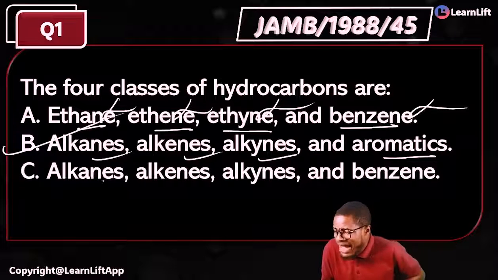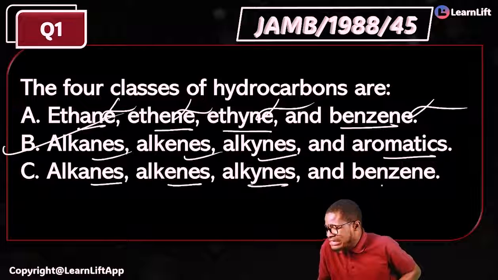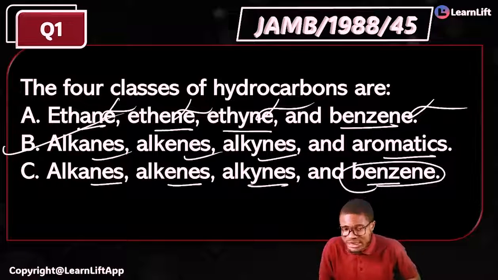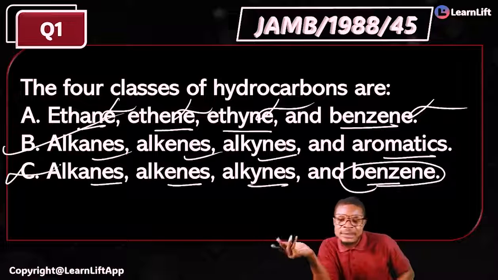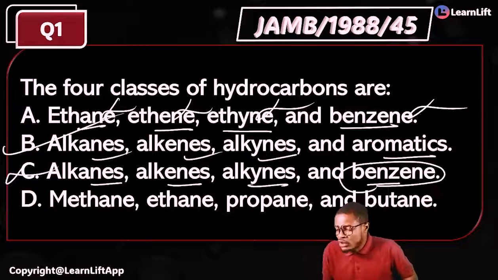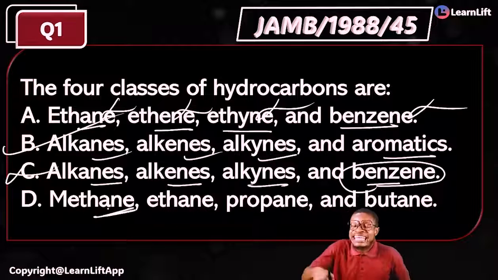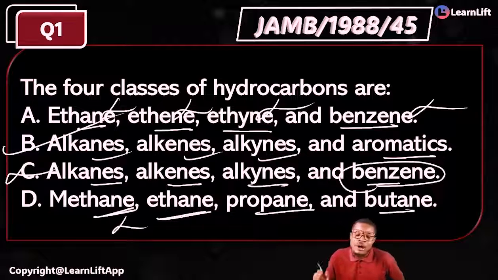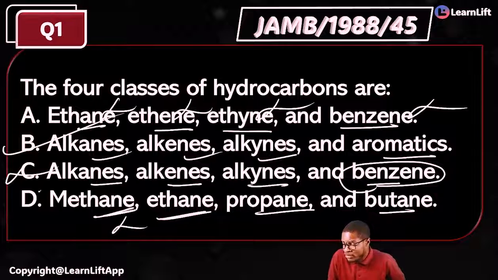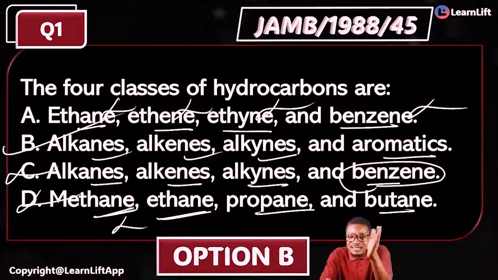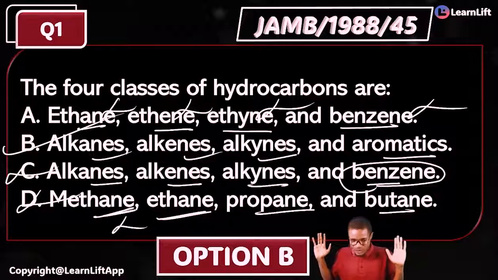Option C says alkanes, alkenes, benzene. Benzene is an aromatic compound. So instead of me choosing option C, I'd rather go for B. So C cannot be the answer because benzene is aromatic. Look at option D. Option D says methane. Methane is an alkane, so I can't even go for methane. Ethane, propane, butane, all of them are under alkane. So option D cannot be the answer. What is the answer? Option B is our correct answer. Easy, simple and direct. Do you understand this?